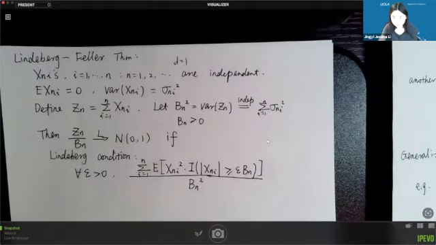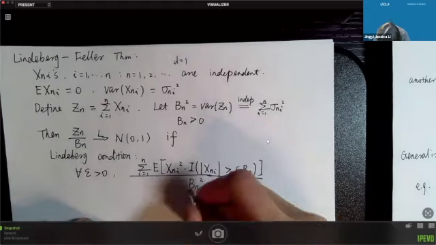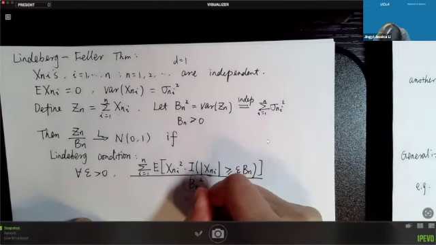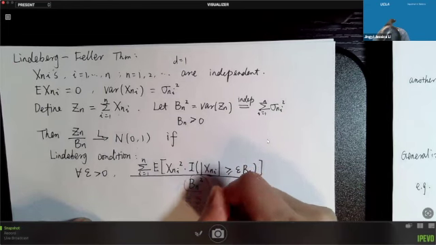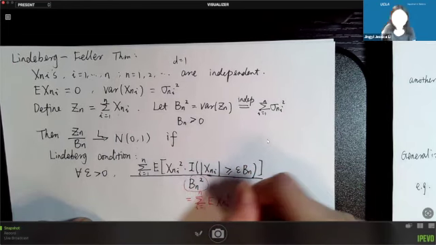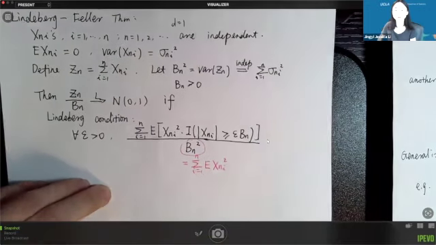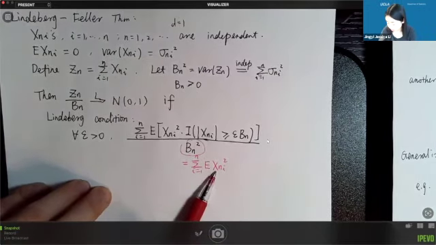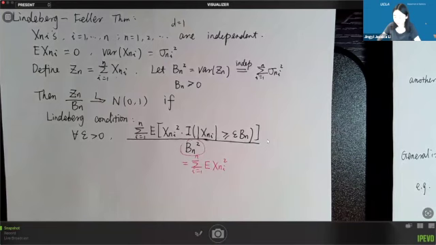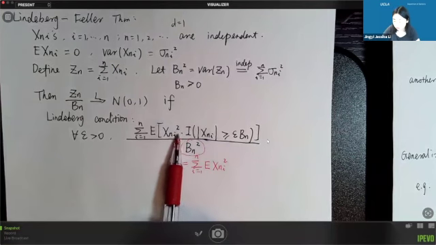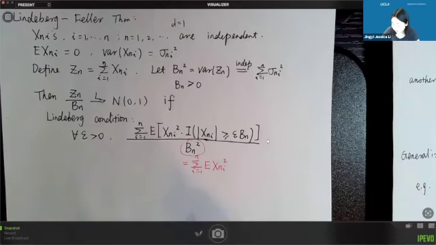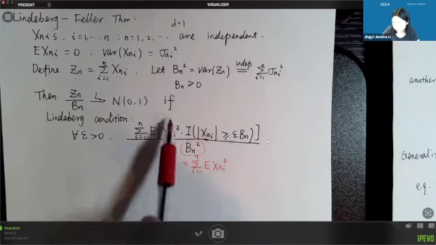Up here, if we think about it, the bn squared by itself is just equal to that. The reason is that our x_ni has mean 0, so that's why these two are equal. You see, the only difference between the numerator and the denominator is that in the numerator, inside the expectation, we multiply an indicator function. The indicator is saying, okay, when this absolute value is greater than something. So we want to talk about their differences.